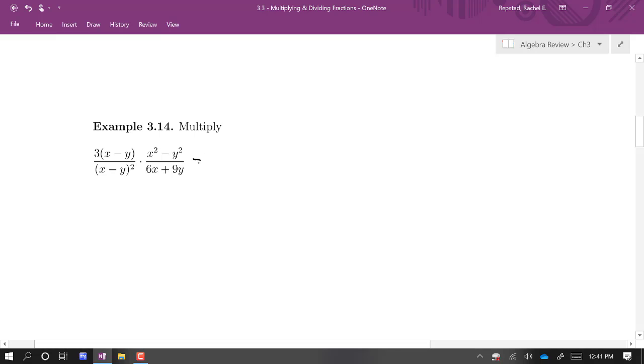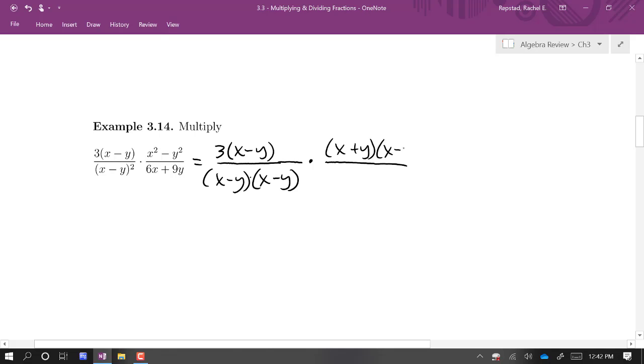You start by factoring. Now, in the first fraction, everything's already factored. We have 3 times x minus y, and then down here we have x minus y, x minus y. You could still write it as x minus y squared. I'm just going to write it out as two separate factors. In the other fraction, up top we have a difference of squares, so that's x plus y, x minus y. And in the bottom, I could factor out a 3 and be left with 2x plus 3y.